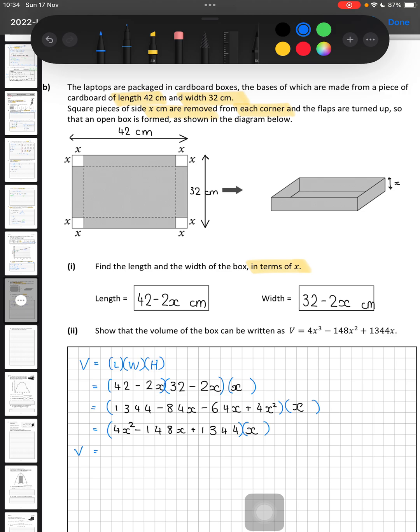Now I just need to multiply everything here by x, so that I get 4x cubed minus 148x squared plus 1344x.